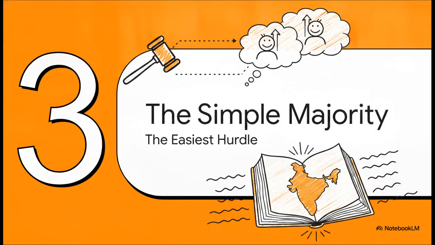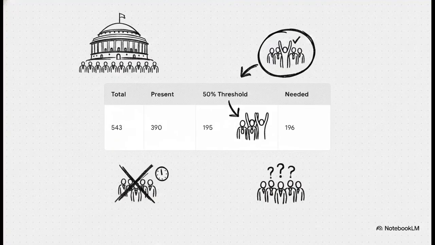Section 3. The simple majority, the easiest hurdle. So let's start with the easiest path. Technically, this falls totally outside the scope of Article 368, and it acts just like the ordinary legislative process. Let's actually game out the math here, because it's super efficient. Let's say only 390 members out of the 543 actually show up in the Lok Sabha that day. A simple majority means you just need more than 50% of the people who are present and actually voting. So out of those 390, you only need 196 votes to pass the bill. If someone's absent or just sitting there abstaining, they don't count towards the math at all.